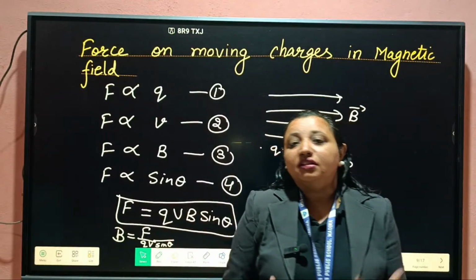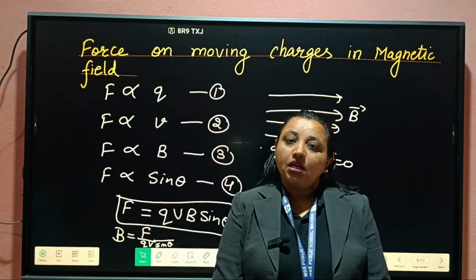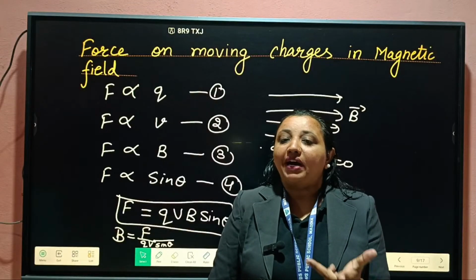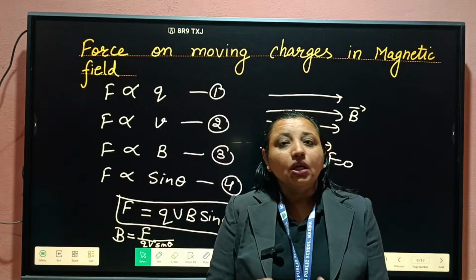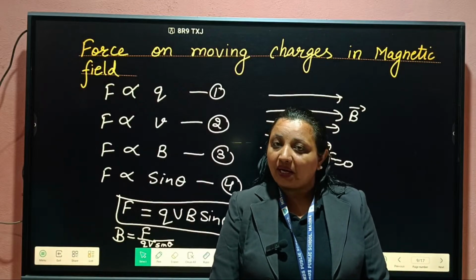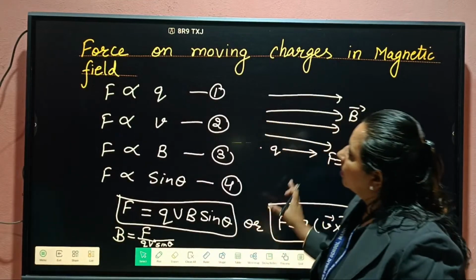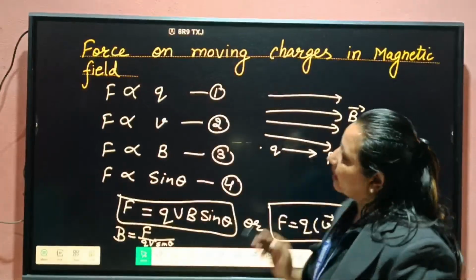How can we determine the direction of the magnetic field? Generally, we use the right hand thumb rule and Fleming's left hand rule to find the direction of the magnetic field or the force on a moving charge placed in a uniform magnetic field, right? And we also discussed yesterday the force on a moving charge in a magnetic field.